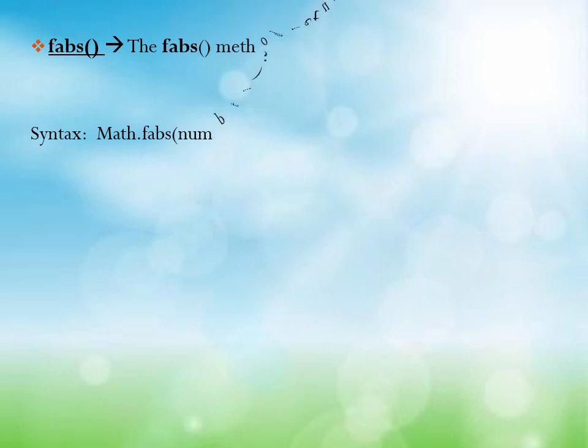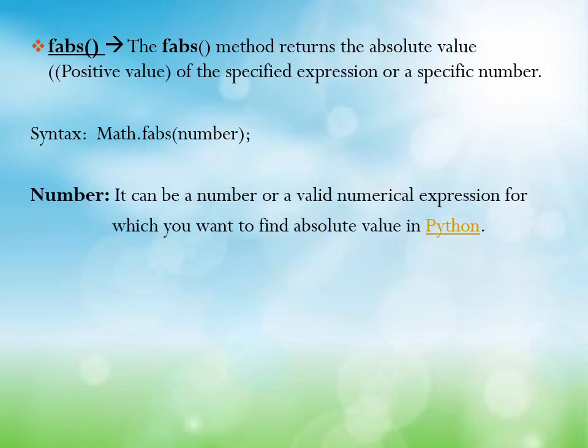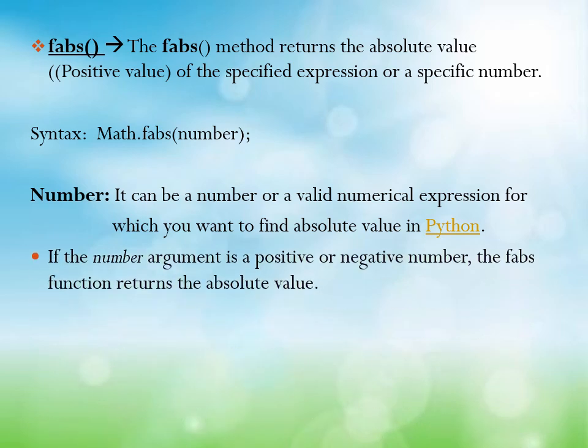Next, we discuss the fabs function. The fabs function returns the absolute value, the positive value, of the specified expression or a specific number. Syntax: math.fabs(number). Here number is a parameter. It can be a number or a valid numeric expression for which you want to find the absolute value in Python.